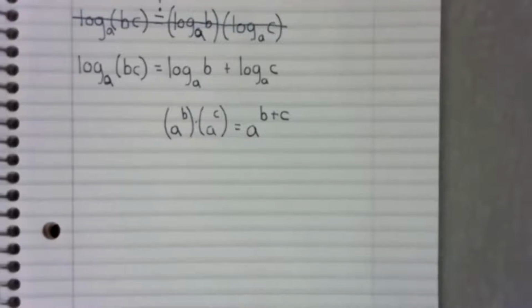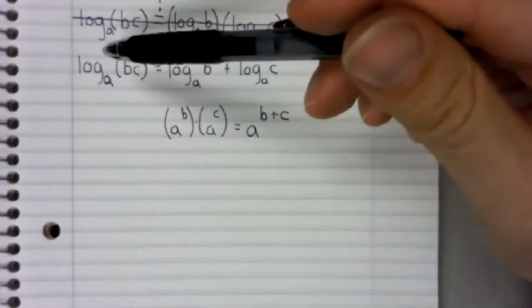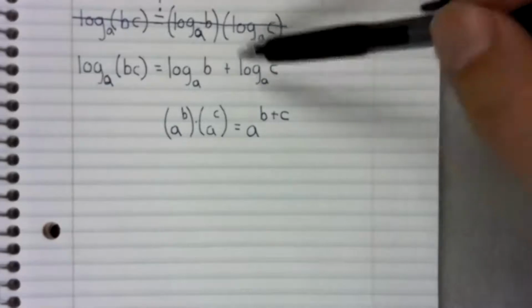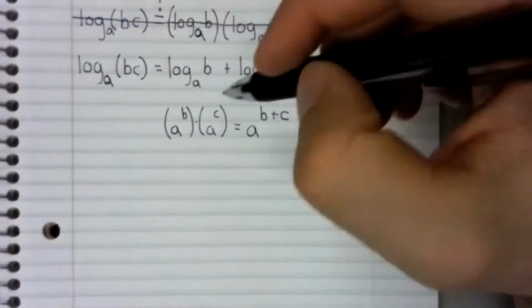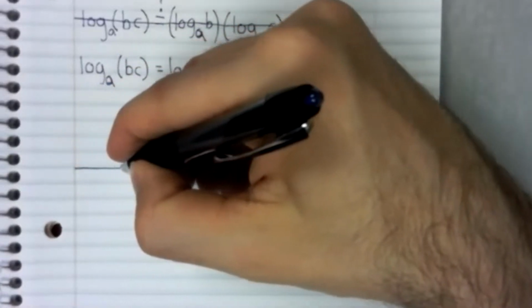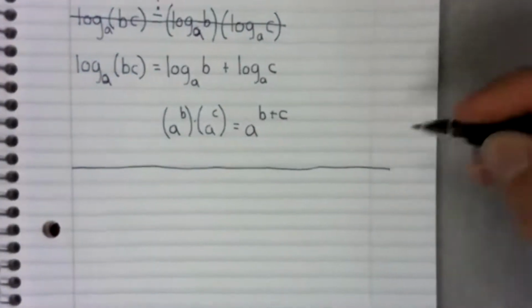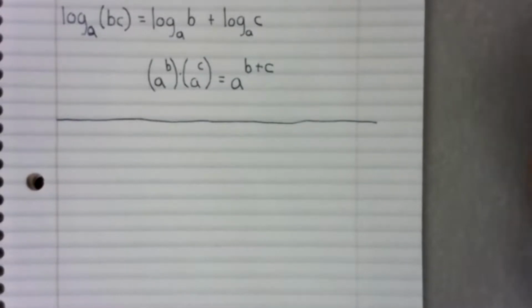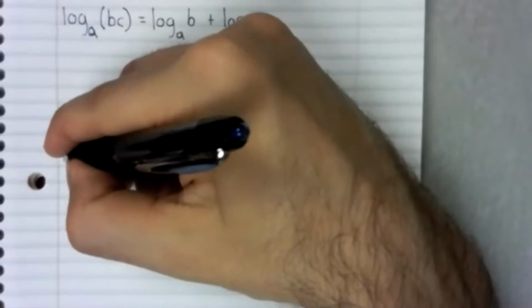This rule is most often used in reverse, as it were. That is, the way we've stated this rule, we started with the logarithm of a product, and then we broke that up as the sum of logarithms. In most applications, we're going to go the other way. We're going to take sums of logarithms and combine them.